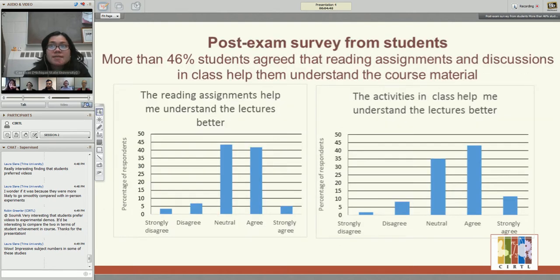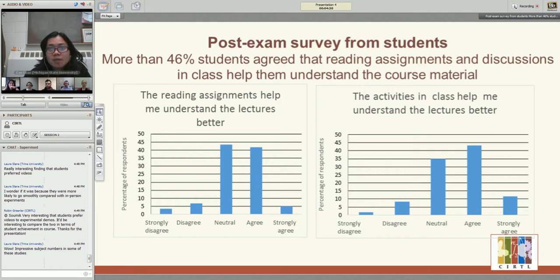This is the post-exam survey from the students. We have different questions; these are just 2 questions I extracted from the survey. The 2 charts show the percentage of students who responded in the post-exam survey. The chart on the left is the students' response to the first question.